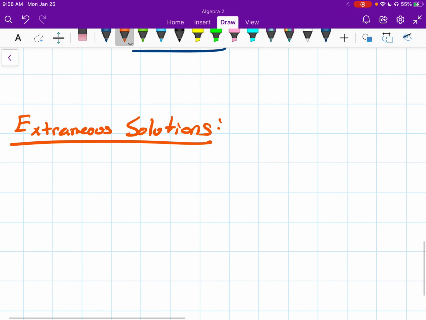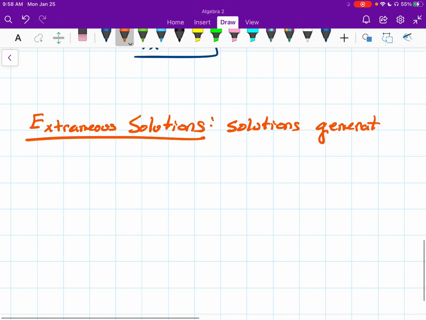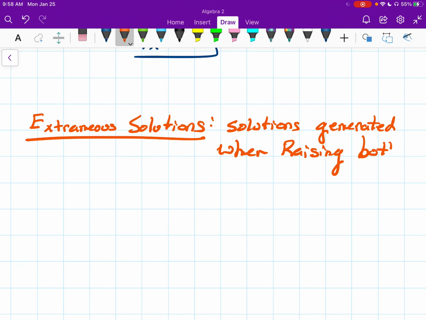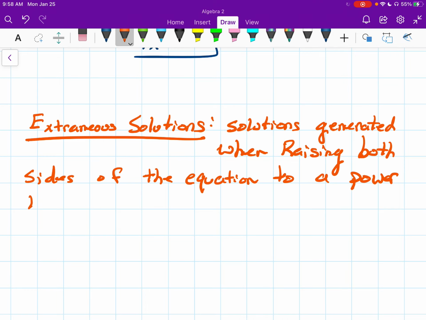So we'll say these are solutions generated when raising both sides of the equation to a power that do not solve the original.